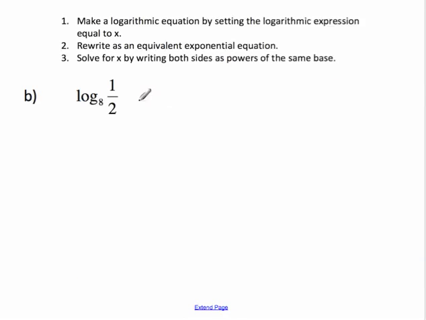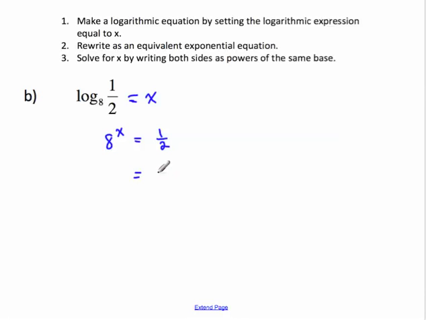So let's do that. First, we're going to set it equal to x. So we're introducing a variable here. And then we're going to rewrite this as its corresponding exponential equation. 8 to the power of x is equal to a half. And now we're going to solve for x by writing both sides as powers of the same base.